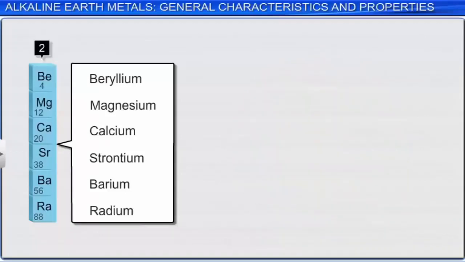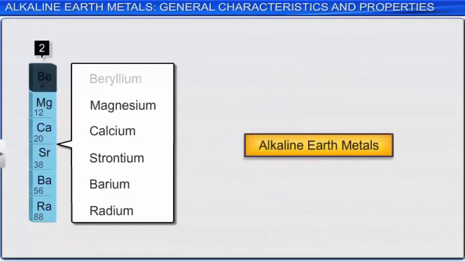These elements, with the exception of beryllium, are known as alkaline earth metals. They are so called because their oxides and hydroxides are alkaline in nature, and these metal oxides are found in the Earth's crust.